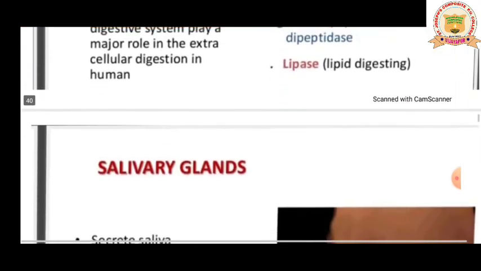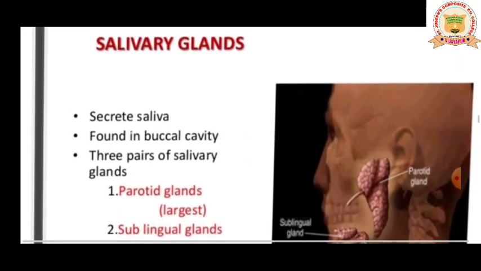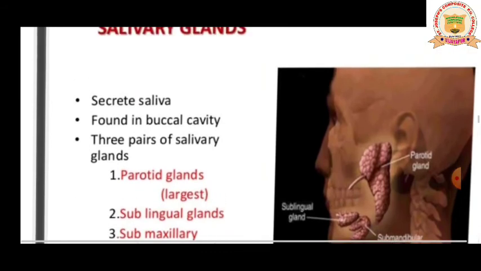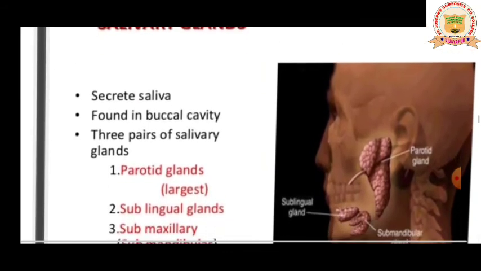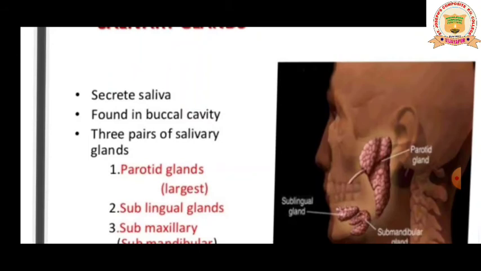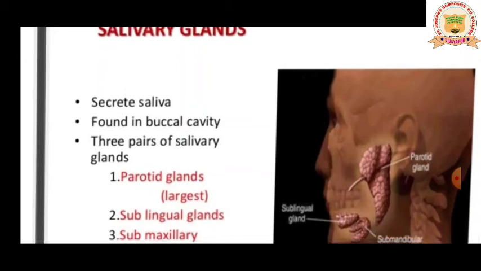So let me start with the first one, the salivary gland. Saliva is secreted from the salivary glands found in the buccal cavity. 3 pairs of salivary glands are present in our mouth. We call them parotid glands, sublingual glands and submaxillary glands. The first one, the parotid gland, is the largest among the 3, followed by the sublingual gland and the submaxillary gland.